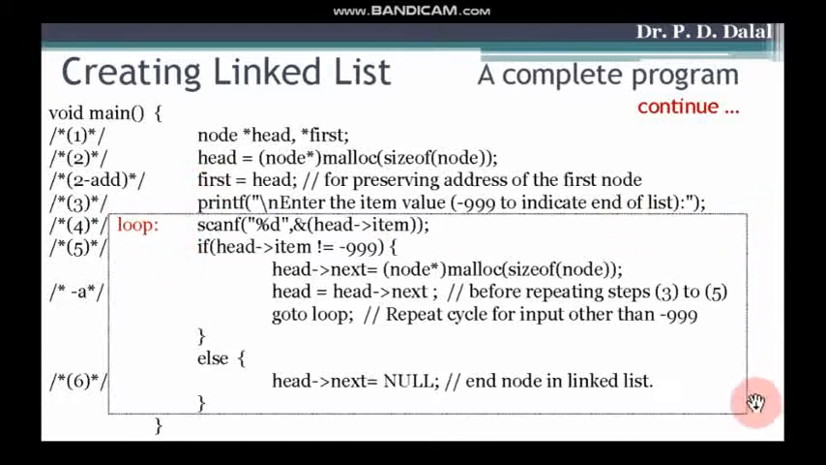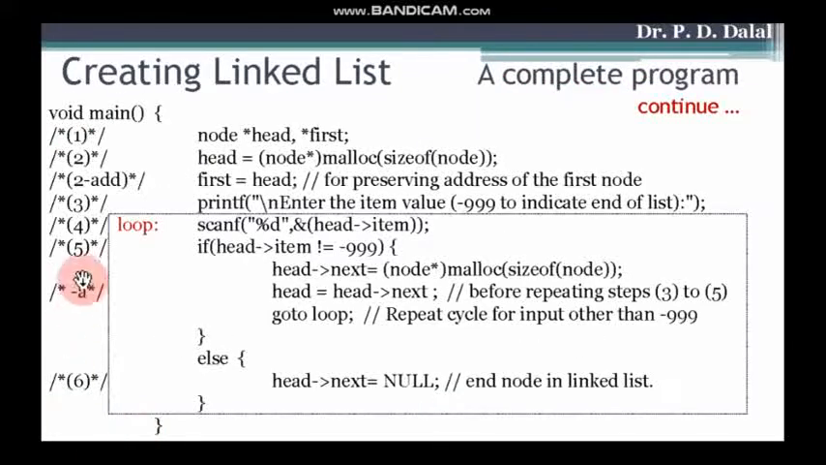Now we are writing this as a loop, as a repetition statement. Scan the value. If the value is not minus triple nine, create a new node, make head equal to head arrow next, and continue from here. It will repeat. If the entered value is minus triple nine, you go in else, and that indicates the end of linked list. So from here, your program will terminate.